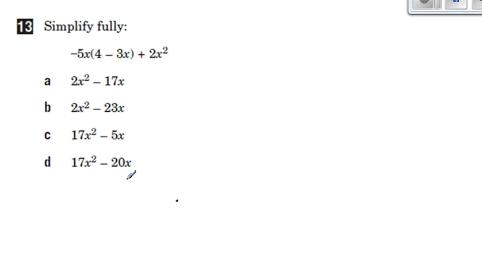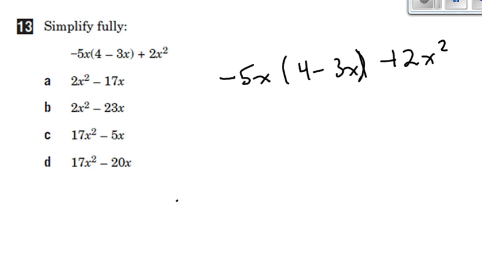Question 13, simplify fully. So again, here we're thinking about polynomials, collecting like terms, multiplying monomials, all that great stuff that you love. So let's do the math together as a family and see what happens. So we have to follow the rules of BEDMAS. Let's talk through it. Bracket.